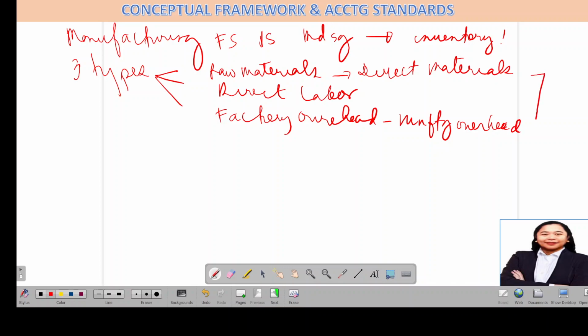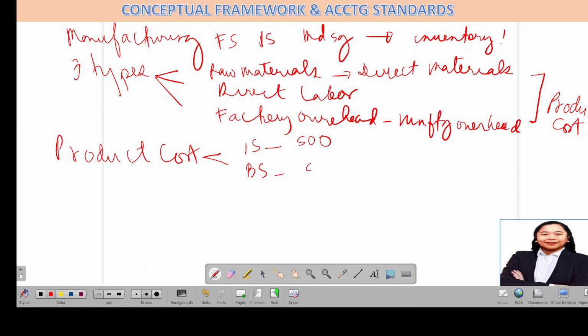Now, these three items, you'll call it product cost. Because you're going to add all of this to constitute product cost, this will be reflected in your income statement and your balance sheet. What's the other term for income statement? Statement of operation and statement of financial position. And what's the other term for product cost? It is manufacturing cost. What will be reflected in the statement of operation will be the cost of goods sold for the product.